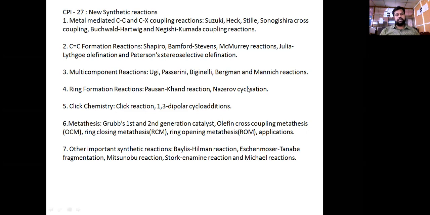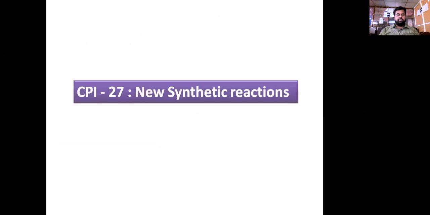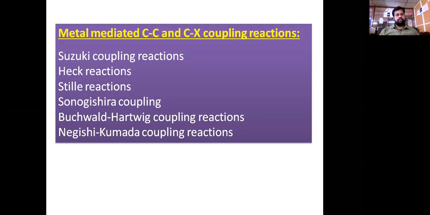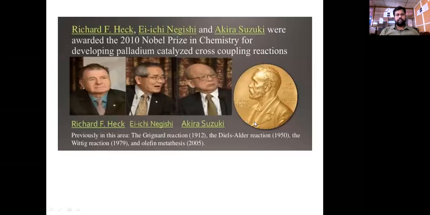So today's topic is metal mediated CC and CX coupling reactions. How many reactions are there for our study? The first one is Suzuki coupling reaction, and another one is Heck reaction, Stille reaction, and Sonogashira coupling, that is another coupling reaction, and Buchwald-Hartwig coupling reactions, and Negishi and Kumada coupling reactions. So today we will deal with Suzuki coupling reaction, right?